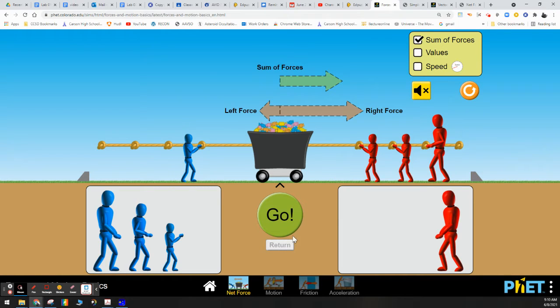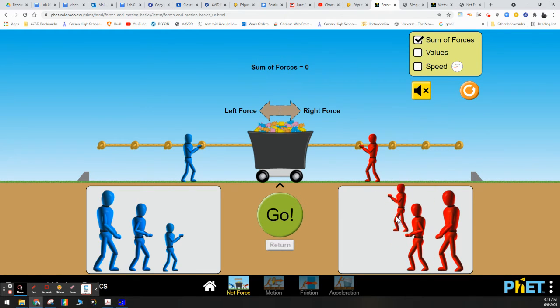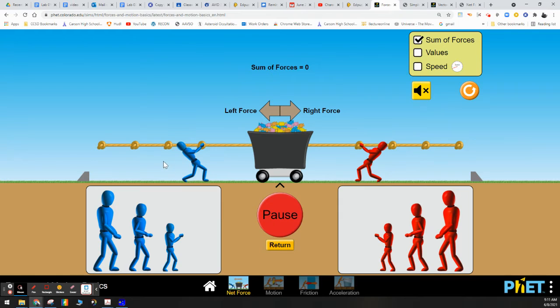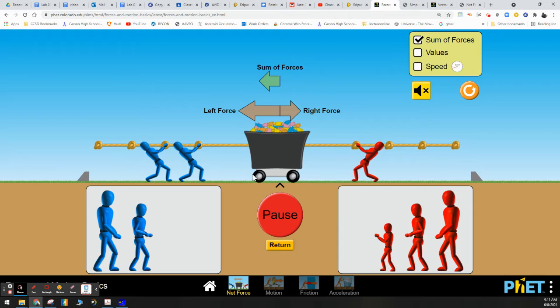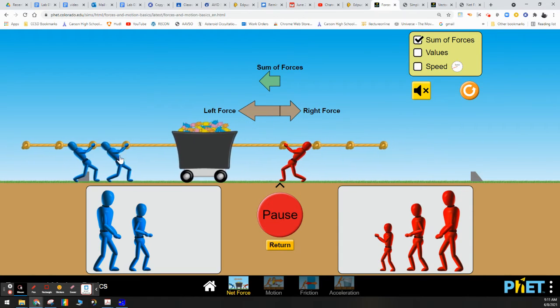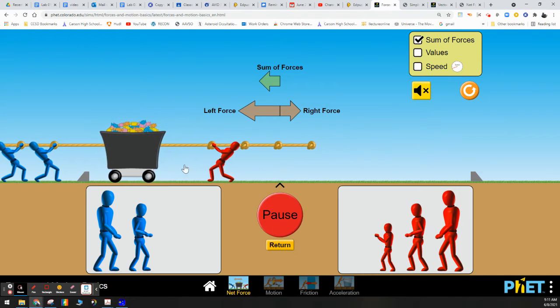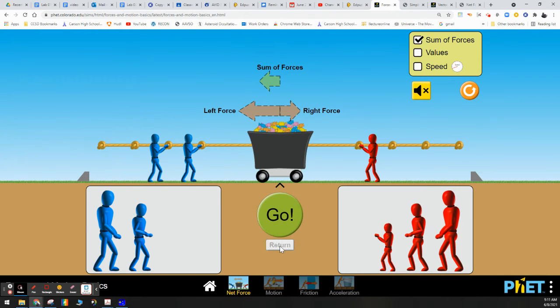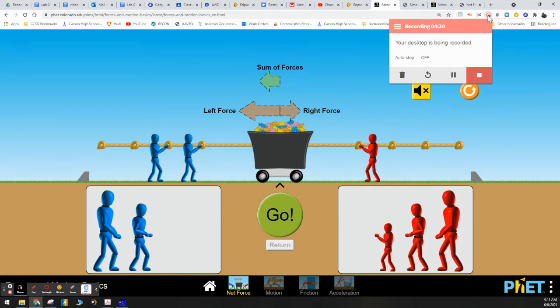All right, now let's go back to return here, and let me put this here. If the forces are balanced, this is called mechanical equilibrium. If there's no net force, it's called mechanical equilibrium. Now, let me put this guy here. Now we have an unbalanced force, or a net force going to the left. So all the forces are now going to the left, or there's a movement going to the left. Let's hit pause real quick here.